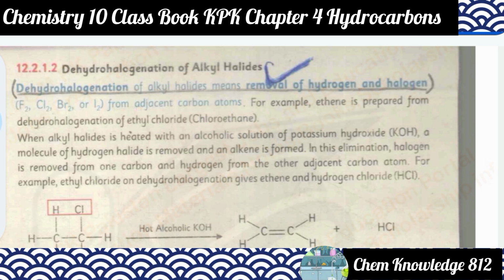Now the next one is dehydrohalogenation of alkyl halide. Dehydrohalogenation of alkyl halide means removal of hydrogen and halogen. This is dehydrohalogenation. So you can say removal of two things.